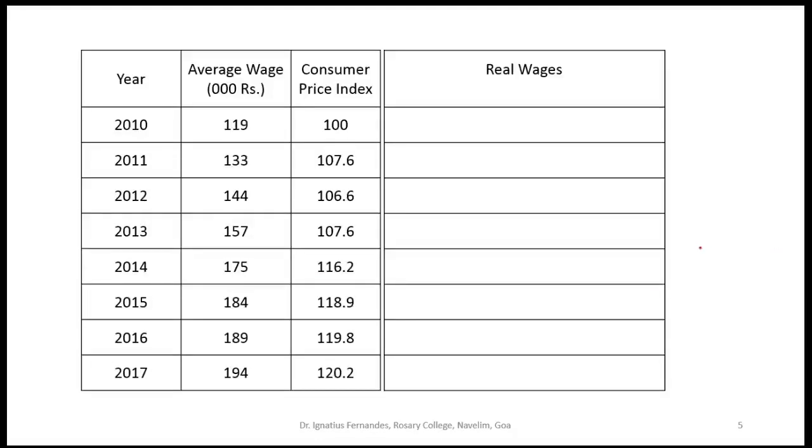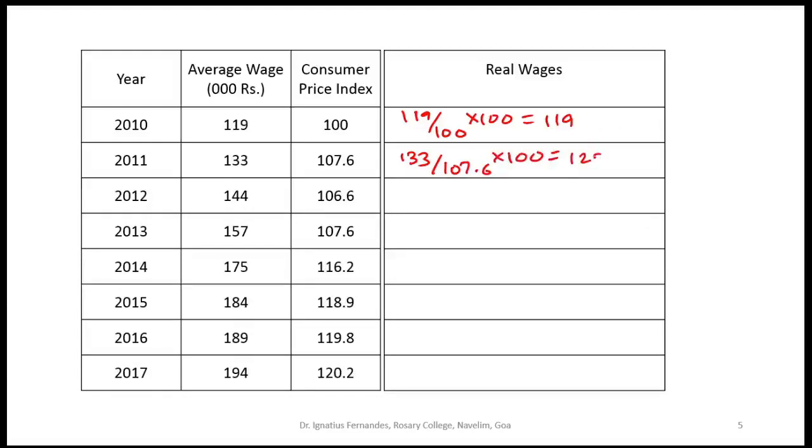So we follow that formula. To find out the real wage for 2010, I have to just divide this nominal wage or average wage 190 by the corresponding consumer price index 100 and then multiply it by 100. This will remain as 119. For 2011, to find out the real wage, I have to divide this 133, the wage in that year, by the price index 107.6 and then multiply it by 100.